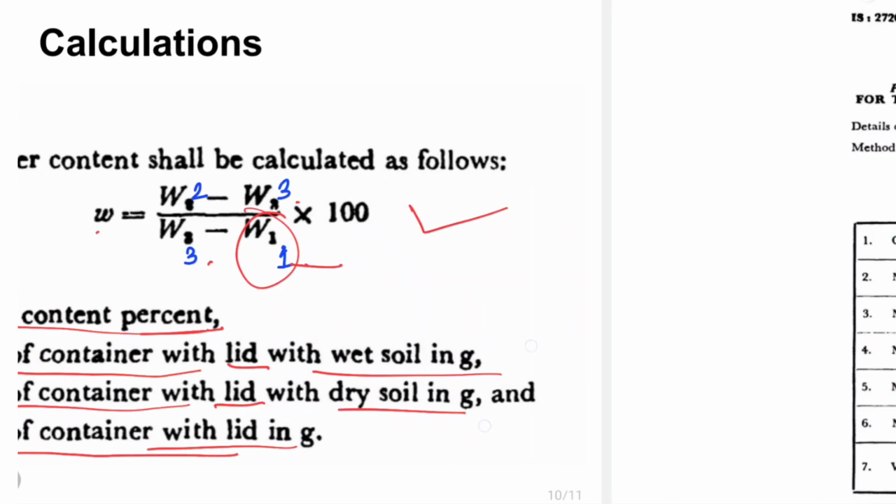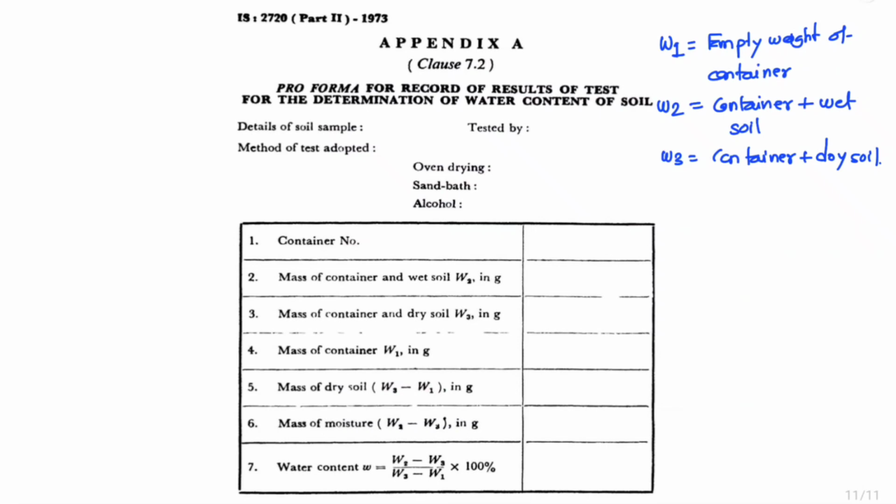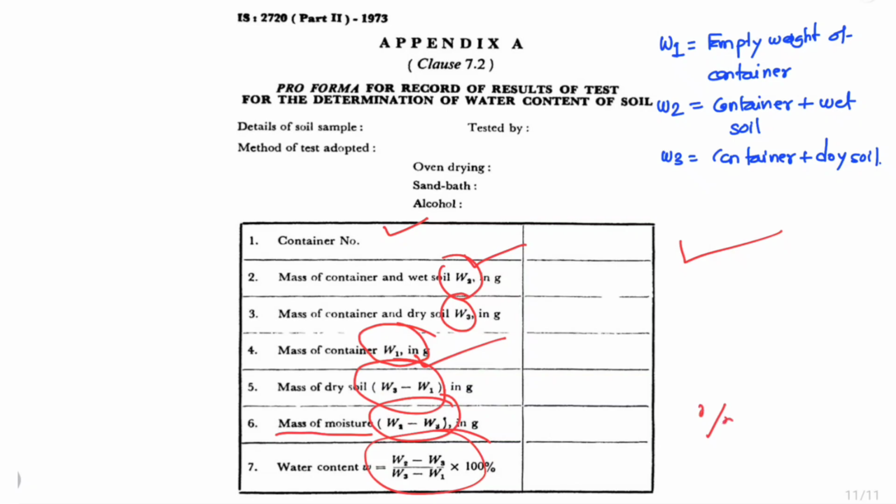The IS code has given a systematic format to calculate the water content of a soil specimen. For example, this row shows the container number, then the mass of container with wet soil W2, then the mass of container with dry soil W3, and the mass of the empty container with lid W1. The dry mass of soil is calculated using the difference between W3 and W1, and the mass of moisture is W2 minus W3. So by using this formula, we can calculate the percentage of water which is present in the soil.